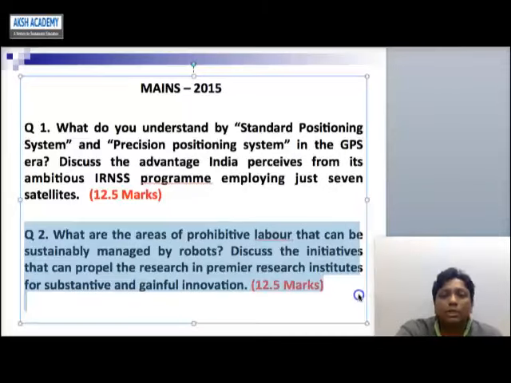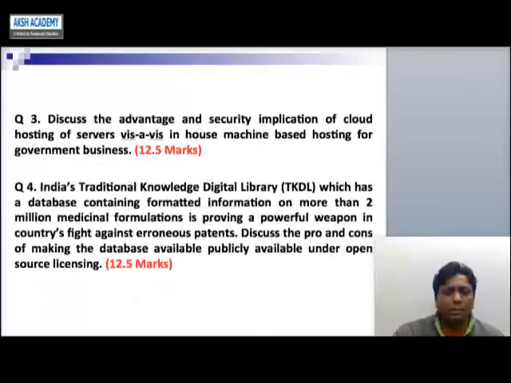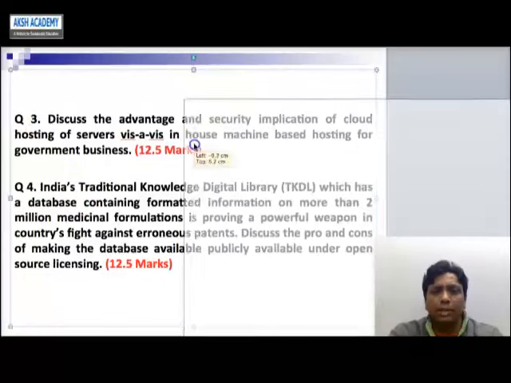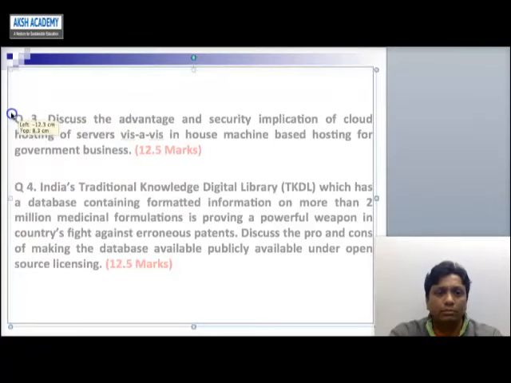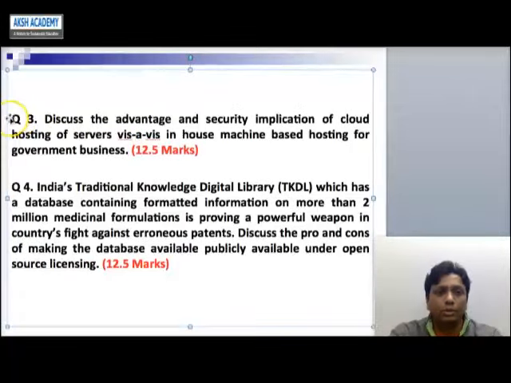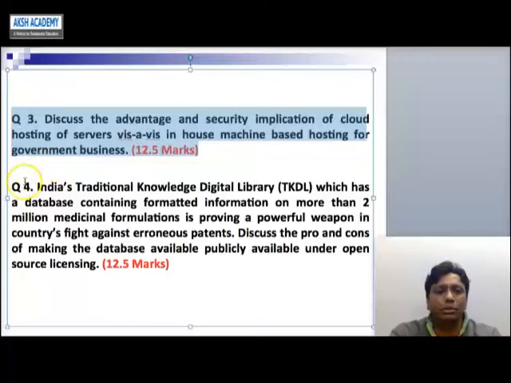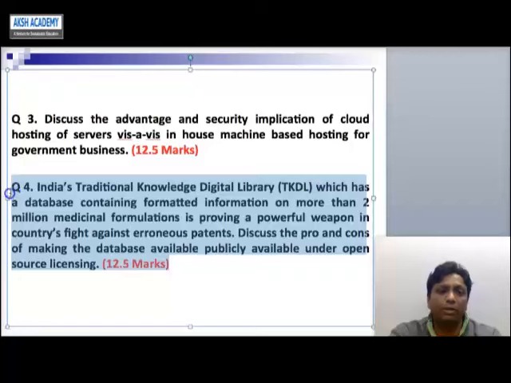The second question which came in your examination: what are the areas of probative labor that can be sustainably managed by robots? Discuss the initiatives that can propel research in the premier research institutes for substantive and gainful innovations. So robot based questions came. Next: discuss the advantages and the security implications of cloud hosting of servers vis-a-vis in-house machine based hosting for government business, 5 marks.